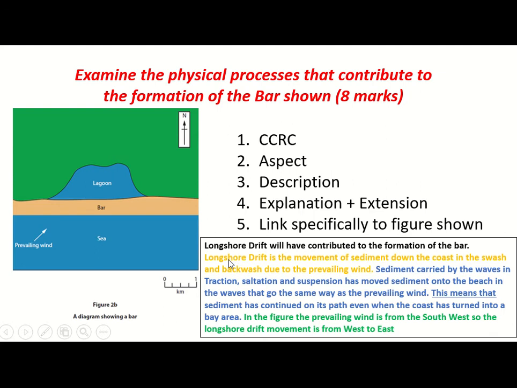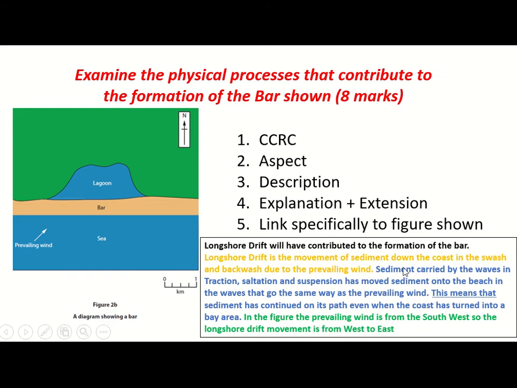Now describe it. What is longshore drift? Longshore drift is the movement of sediment down the coast in the swash and backwash due to the prevailing wind. Again, a very short sentence just summarizing what longshore drift is. So I've named my aspect and now I've described it. I've now got 1 or 2 marks easily straight away for my 8 marks. To jump into 4, 5, 6 marks, I need to explain how longshore drift contributed to the formation of the bar. So sediment carried by the waves in traction, saltation, suspension has moved sediment onto the beach in the waves that go the same way as the prevailing wind.